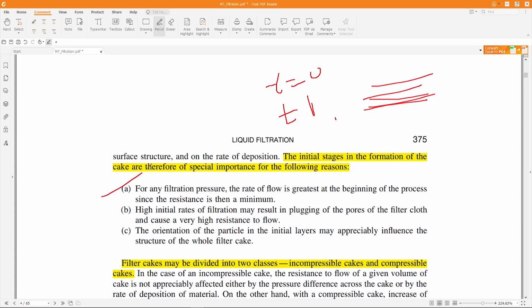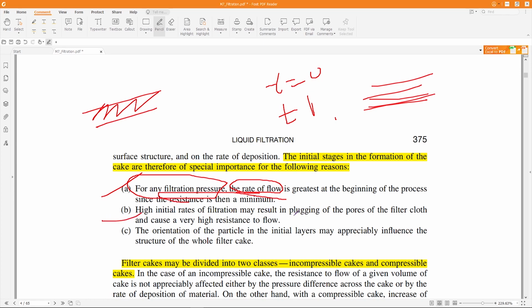So for any filtration pressure, the rate of flow is greatest at the beginning of the process since the resistance is minimum. If you maintain a constant pressure, the flow rate will be highest at the beginning of the process because no filter cake has formed yet. That's why the resistance is minimum.